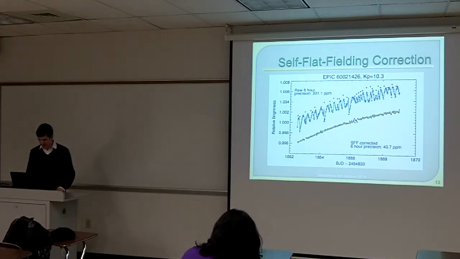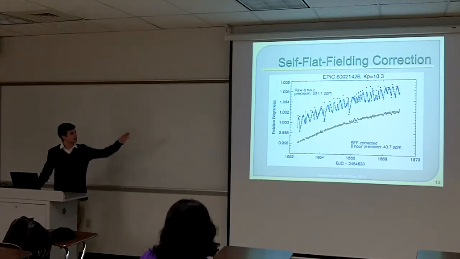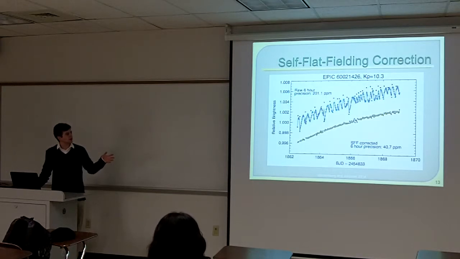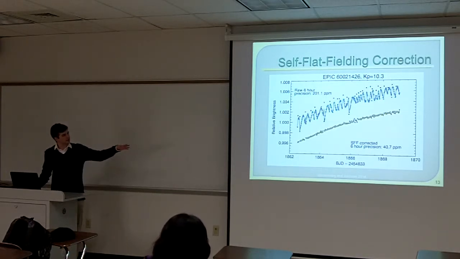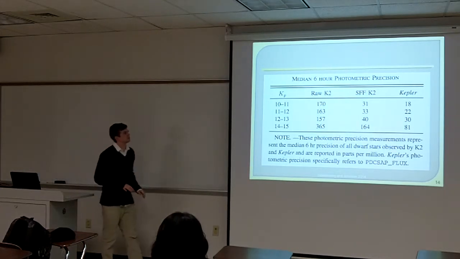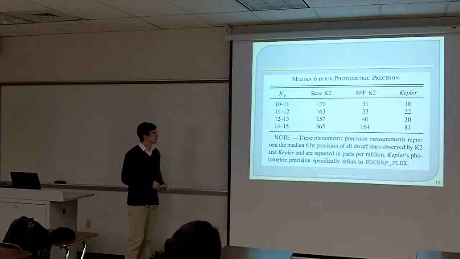Now, another thing to look at here is the precision. You can see that for the raw brightness data, you have a precision of about 200 parts per million, whereas with the corrected data, it's down to 40 parts per million. But what does that mean exactly? Well, we can take a look at the precision data for Kepler to compare.